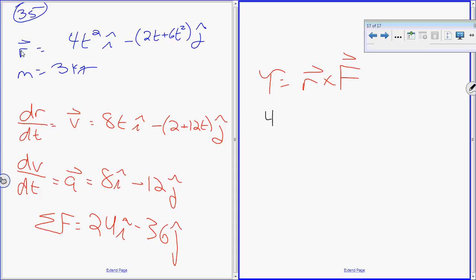So here's what we're going to get. I want to do R cross F, right? So R is 4t squared as the x component. The y component is negative 2t plus 6t squared. And thank you, it is minus. Hang on. R cross F.